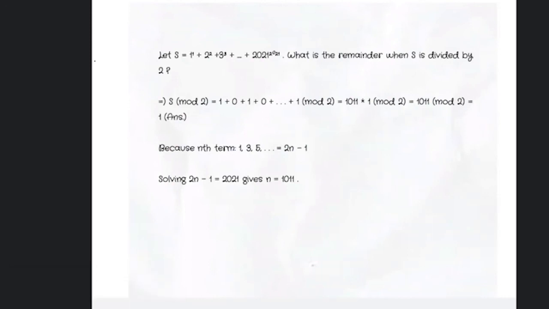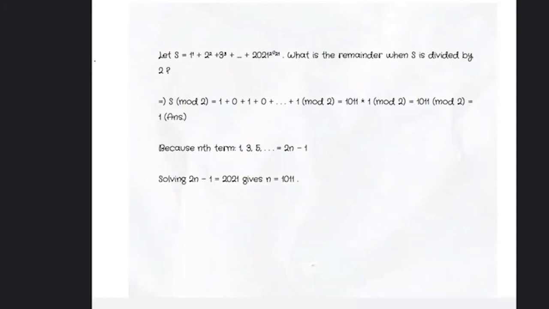Oh, sorry, I didn't notice. Okay, let s be equal to 1 to the power 1 plus 2 squared plus 3 cubed, and so on till 2021 to the power 2020. So basically s is the summation of numbers to the power of themselves. So what is the remainder when s is divided by 2?